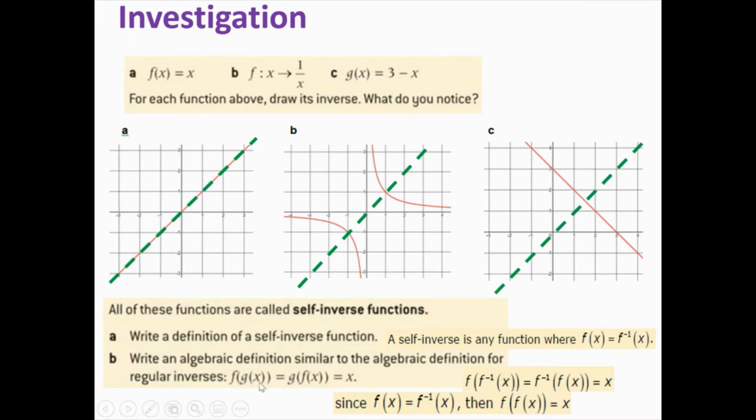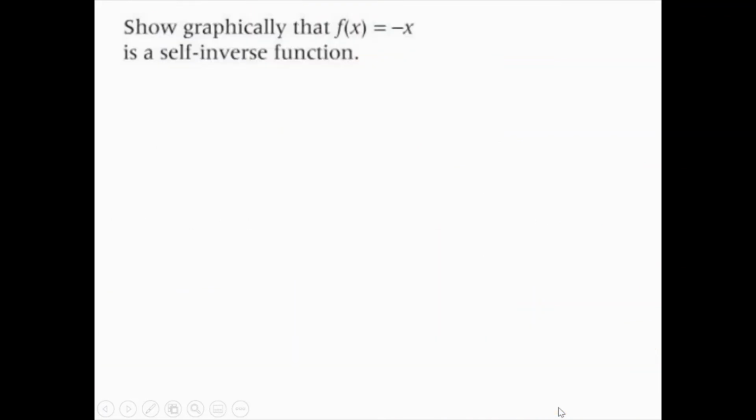And notice it is very similar to the rule for regular inverses. So put a function into itself, the result is x. Okay, so let's use that property to try some things out. But first, we're going to do another graphical approach. Show graphically that f of x equals negative x is a self-inverse. So if you were to graph this, can you show that it's a self-inverse?